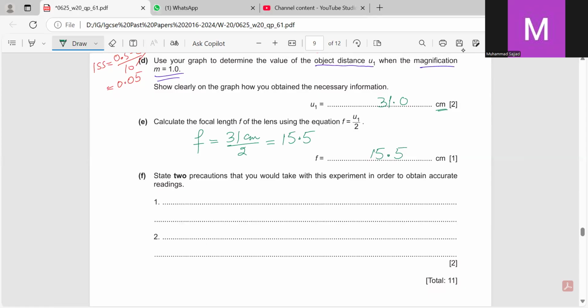I'm going to write the first answer like, move the screen slowly to get a well-defined or focused image.